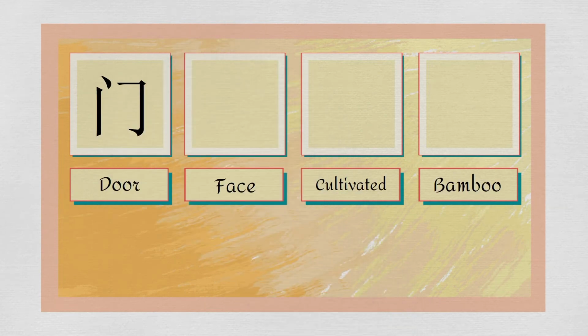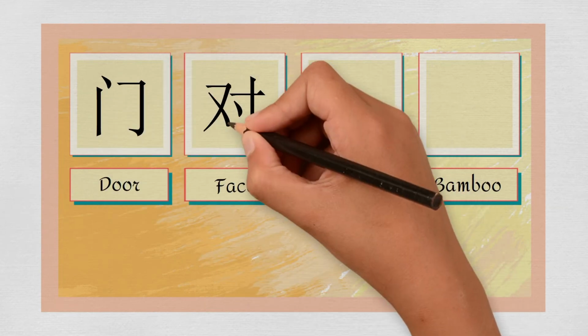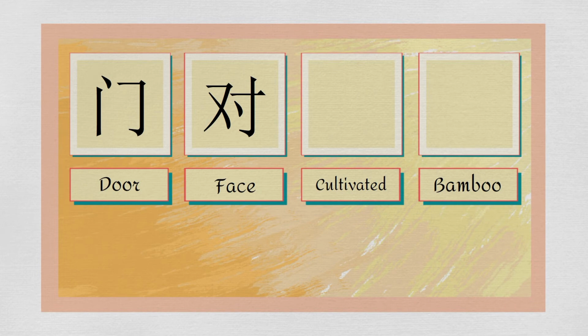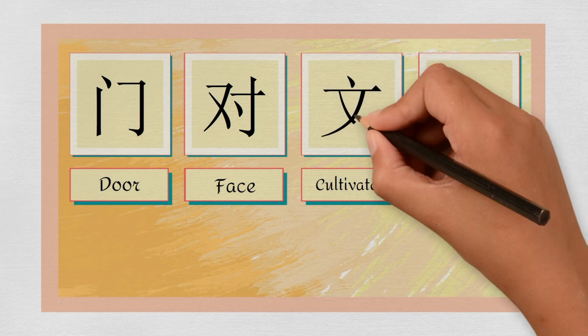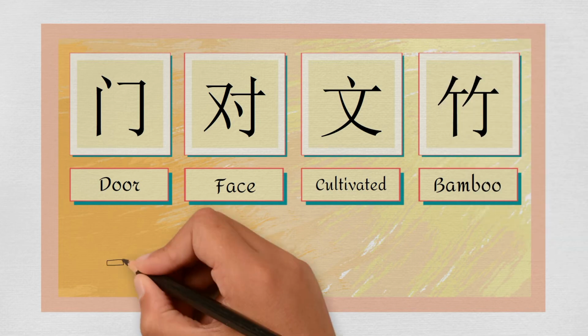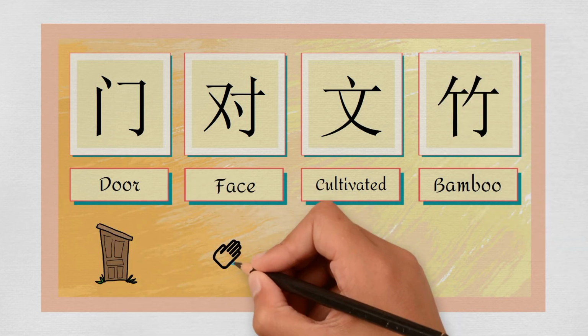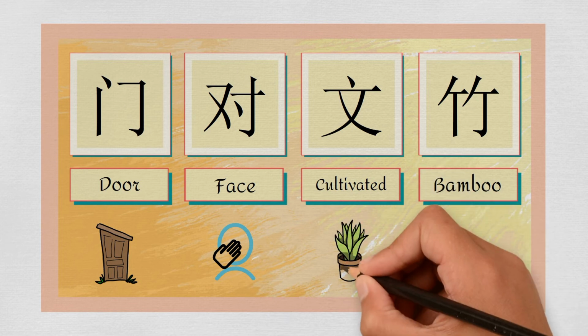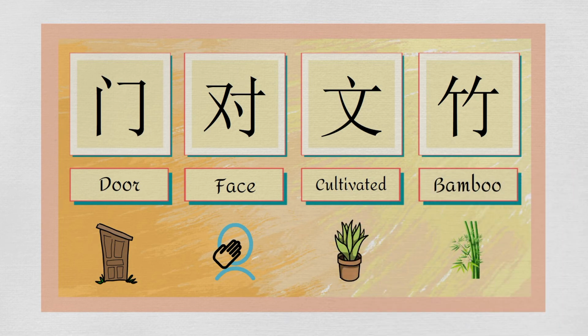Let's compare the regular Chinese characters now. The first character is the door. The second character is facing. Face here is used as a verb. The third character is cultivated. The fourth character is bamboo. When the Chinese character face is used as a verb, it has the meaning of facing or matching.